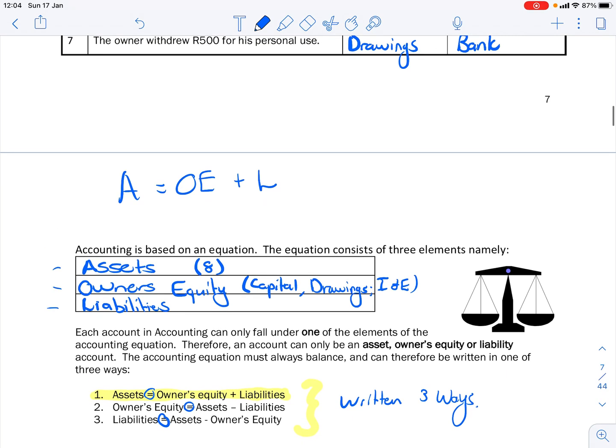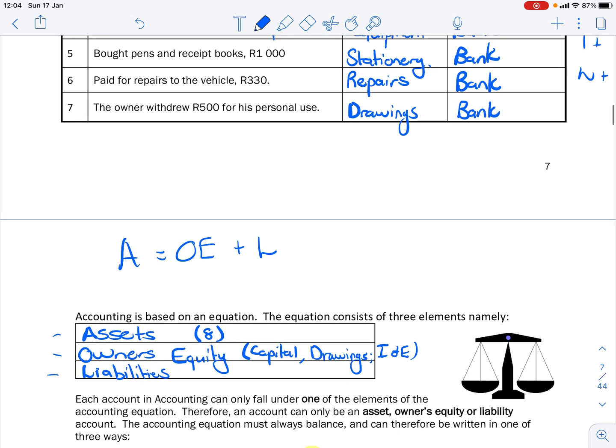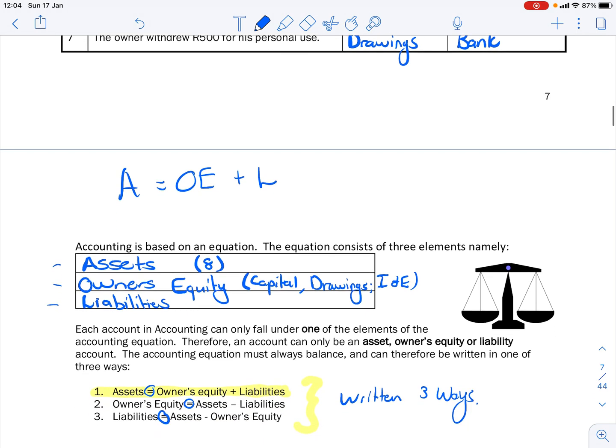I will stop there for today, guys. It's some accounting equation revision. We have gone through activity 5 and gone through activity 6. If you've completed these exercises on your own, please would you mark and correct where necessary.